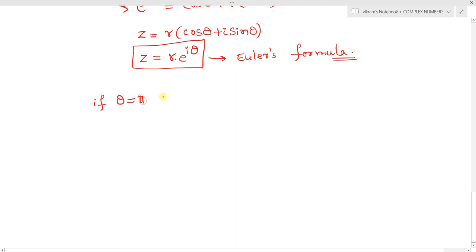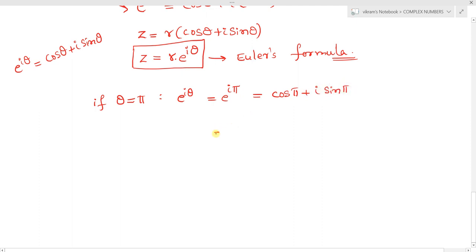If theta equals pi, what happens to the complex number z? Sorry, theta equals pi. Euler says z is nothing but e power i theta, which becomes e power i pi. So what is e power i pi? It is nothing but Euler's rule. What is Euler's rule? e power i theta equals cos theta plus i times sin theta. So we can write this as cos pi plus i times sin pi.